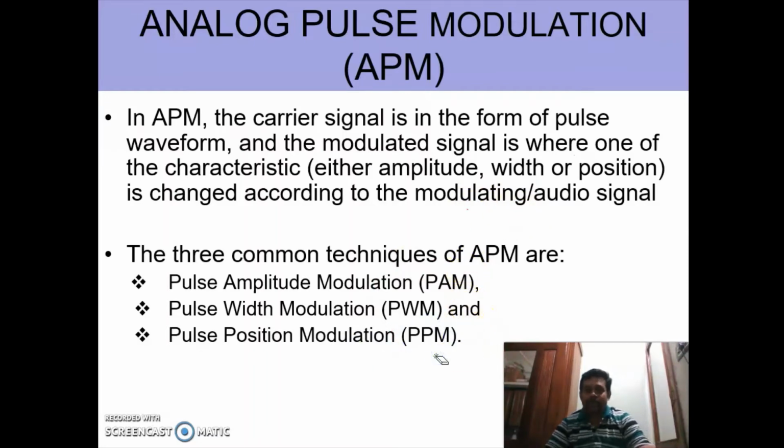So in pulse modulation, what you are doing is varying the amplitude, position, or width of your carrier with respect to the modulating signal. So you will get your modulated signal.